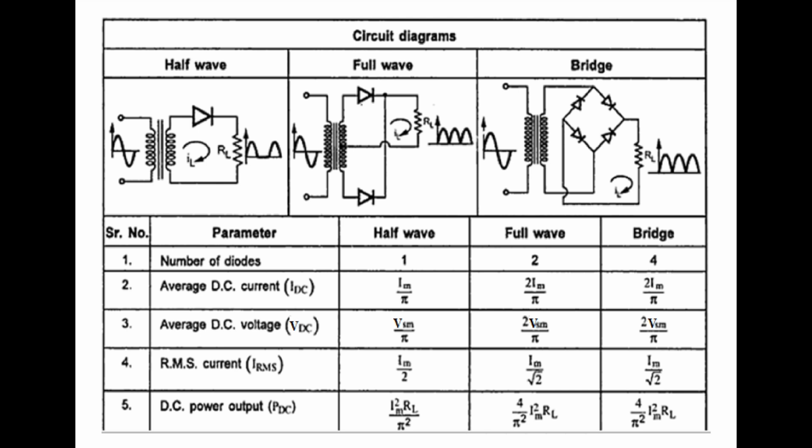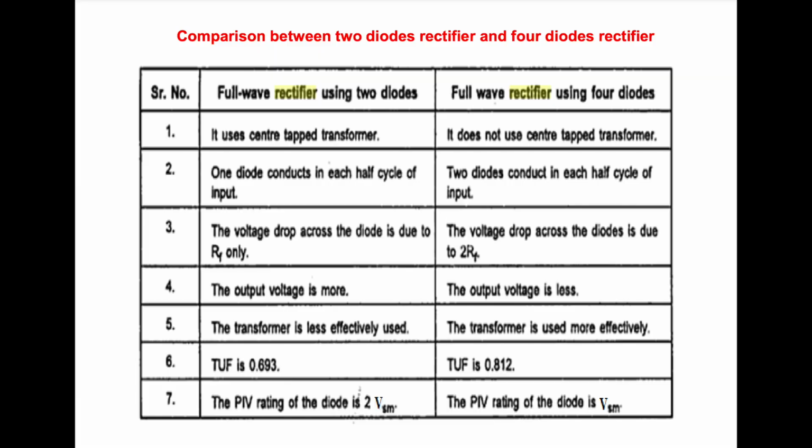So here is the circuit diagram for the half wave, full wave, and bridge rectifier, and from here we can see the parameters, such as the number of diodes, average DC current, average DC voltage, RMS current, and also DC power output, and they are related to the number of diodes that each of these rectifiers has. This is just a summary here, and the comparison between these two you can read from here.